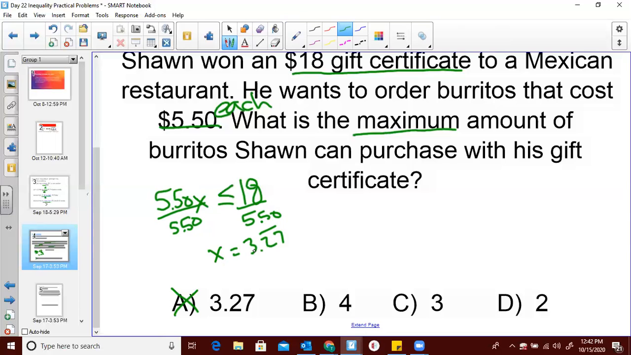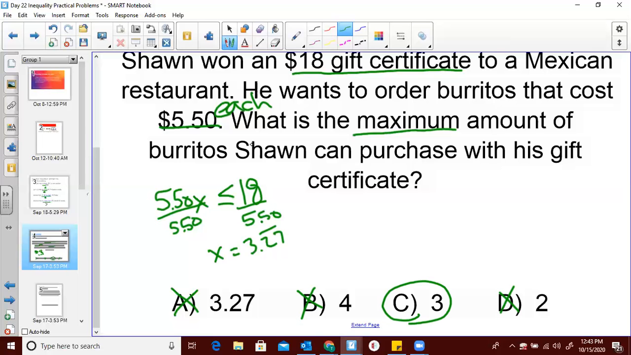We also know that this 3.27, when multiplied by 5.50, is going to equal $18. So we can't go above this. All right, so that's going to get rid of 4. And our answer is going to end up being C. And the reason there is that 3 is the biggest whole number without exceeding this amount. So we can get rid of D. Even though D will give you a true statement with this inequality, it's not what we're looking for.